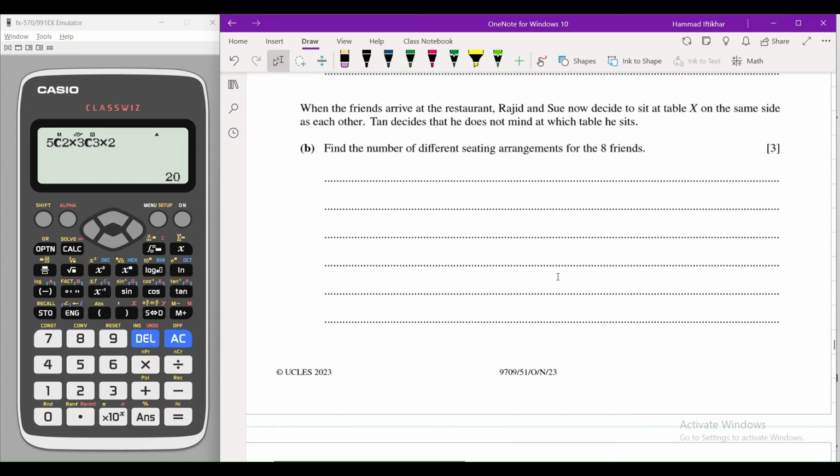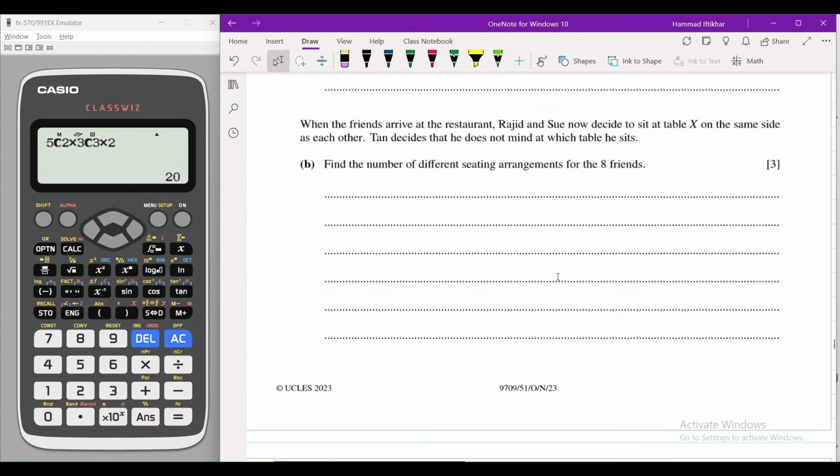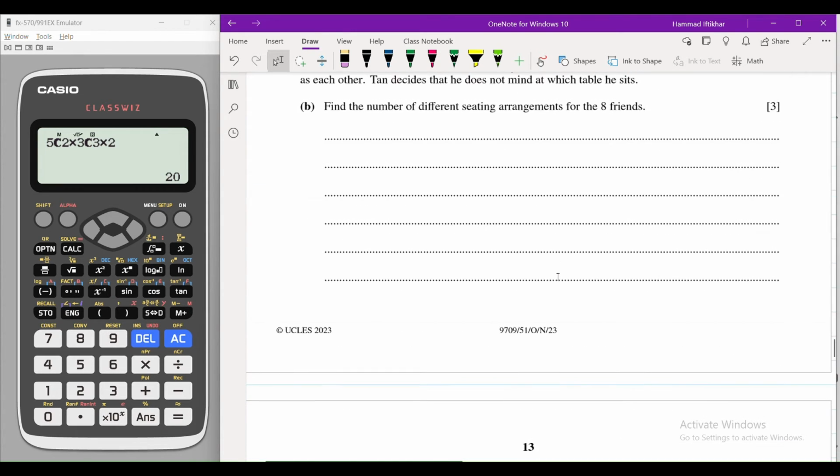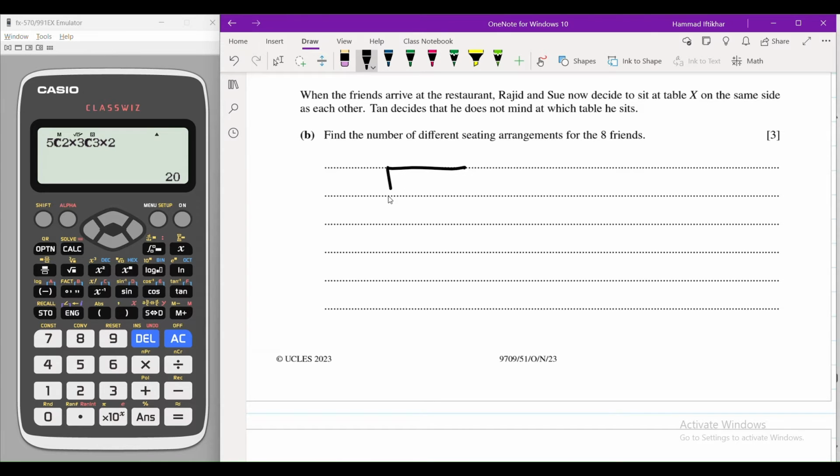Right. When the friends arrive at the restaurant, Rajat and Sue now decide to sit at table X on the same side as each other. Tan decides that he does not mind at which table he sits. Right, okay, again we have different cases over here. One case is that Rajat and Sue are at this side of the table, and the other case is that they are at this side of the table. So there are 2 possibilities over here.